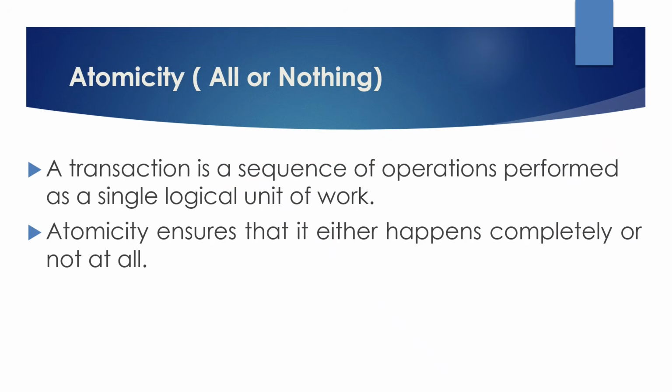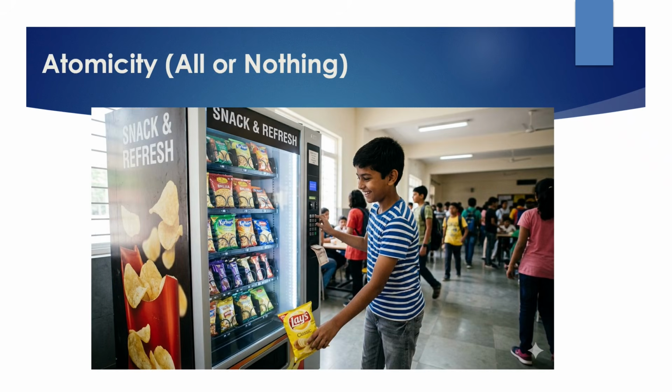We have seen a transaction's definition. We will again revise that a transaction is a sequence of operations performed as a single logical unit of work. It means it involves multiple operations, and only if all those operations are completed can we say that the transaction has completed. So this property is nothing but atomicity. Atomicity ensures that it either happens completely or not at all. Why is it required? What is the importance of this? We can take a simple example of a vending machine.